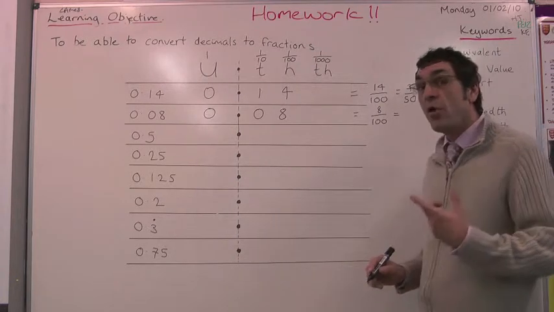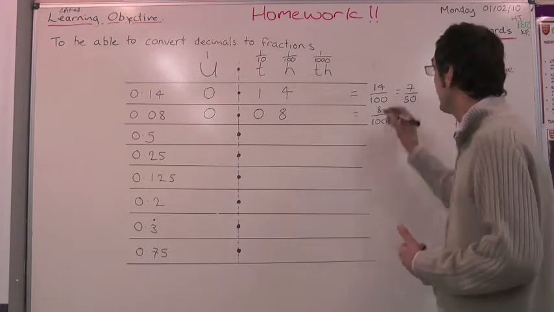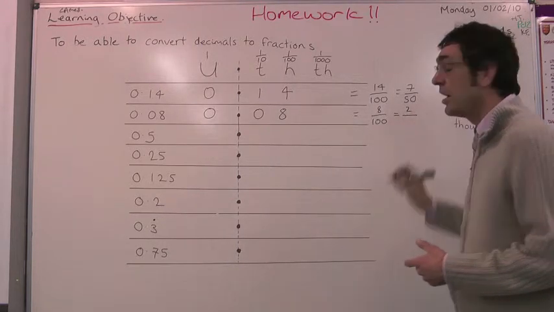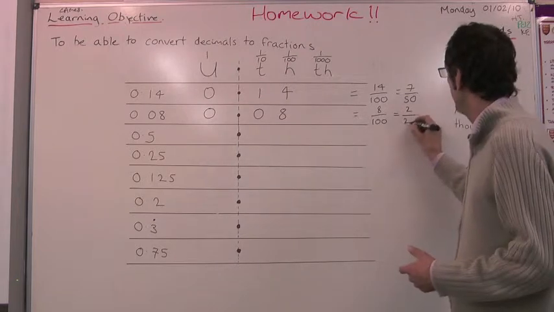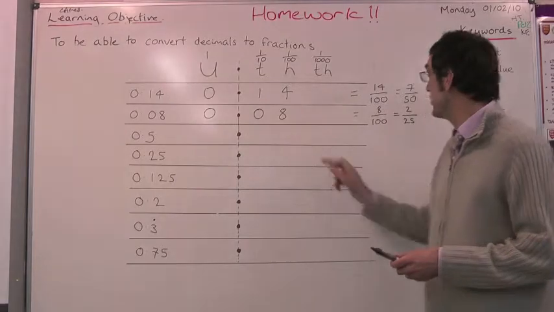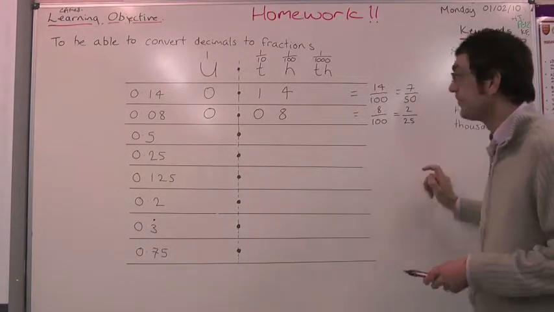But I can also go for 4. It's the biggest number that will go into both of them. So if I divide top and bottom by 4 here, 8 divided by 4 is 2, and 100 divided by 4 is 25. So in its simplest form, 0.08, 8 hundredths, is 2 over 25.